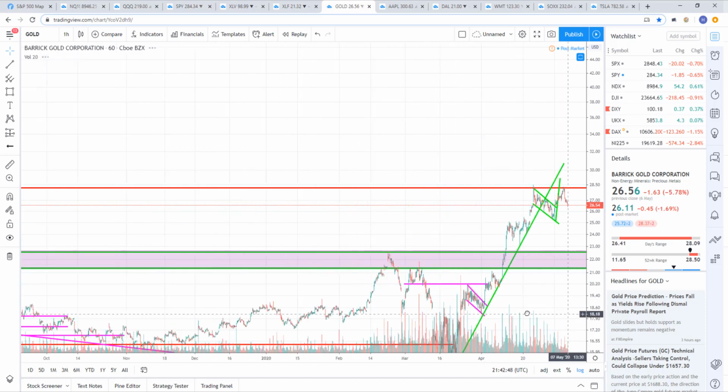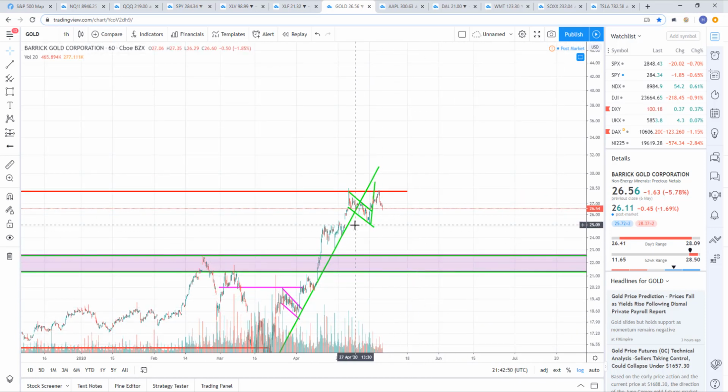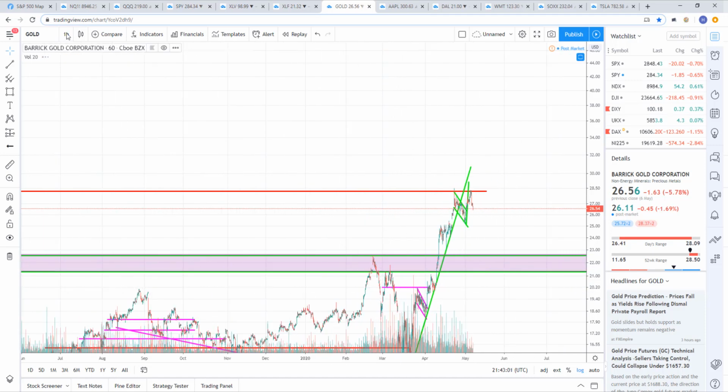So what am I looking for? Well, I've got it marked out in purple. I don't know if we're going to get down here, but I think this is a buy range in this area, 22.50 down to 21.50, kind of that dollar range. Where do I get that level from?